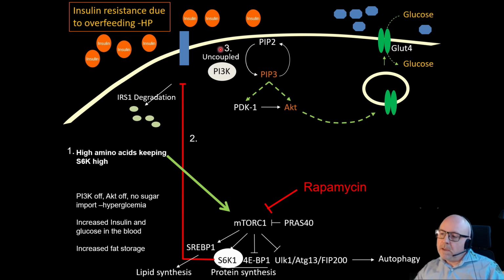So here it's the complicated figure, but it's the one we're used to. Normally you have insulin binding to the receptor, activating PI3 kinase, activating AKT, leading to GLUT4 translocation of vesicles containing GLUT4 to the cell surface and import of glucose.